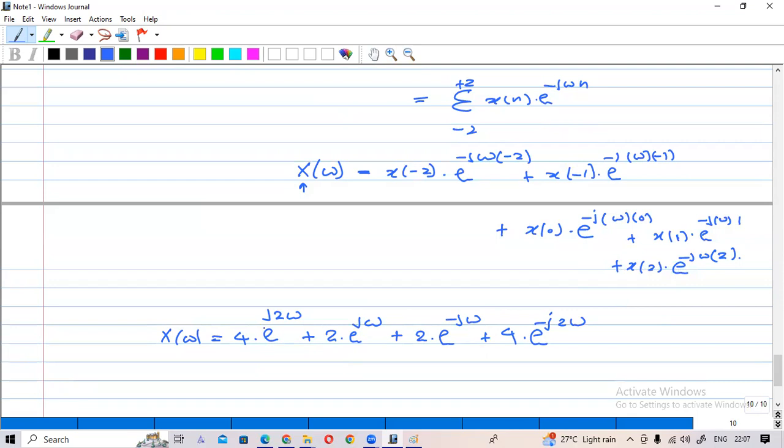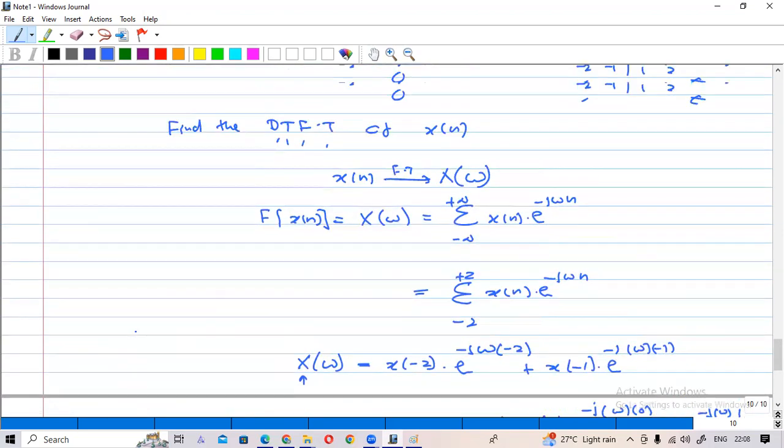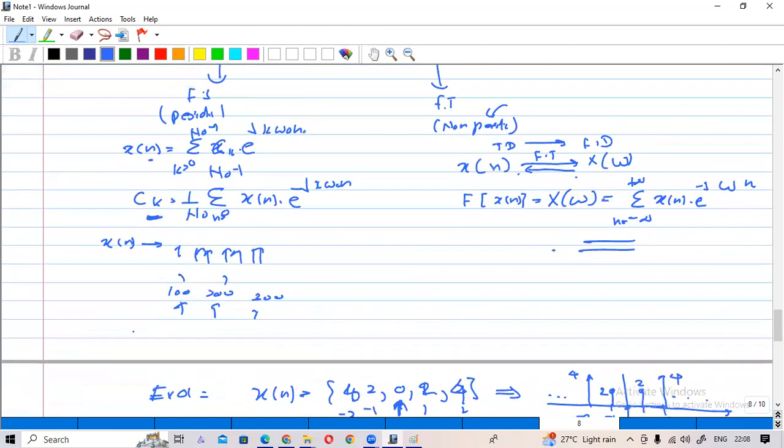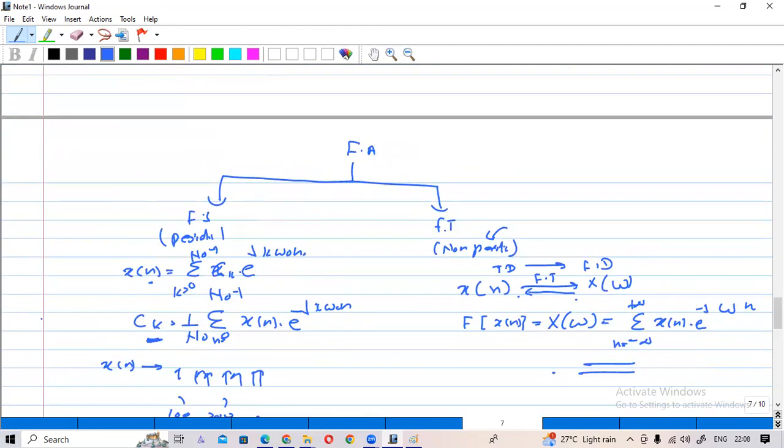Now you can see that omega is the variable here. Omega is the angular frequency. So this capital X is a function of omega. We converted the x[n] time domain signal into X(omega) frequency domain using the Fourier transform. If you take the inverse Fourier transform of X(omega), again you can convert it to x[n]. So now you basically know how to evaluate the Fourier series and Fourier transform if I give you a sequence.